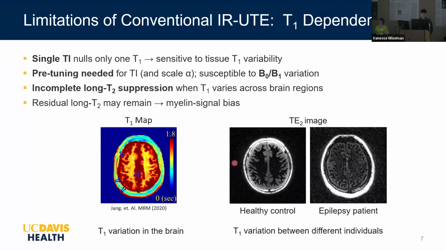And also T1 varies across individual subjects. For example, a control and an epilepsy patient show different contrast with the same scan parameters. So residual long T2 can bias the myelin signal.